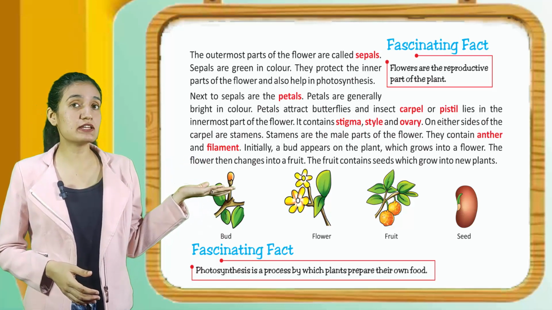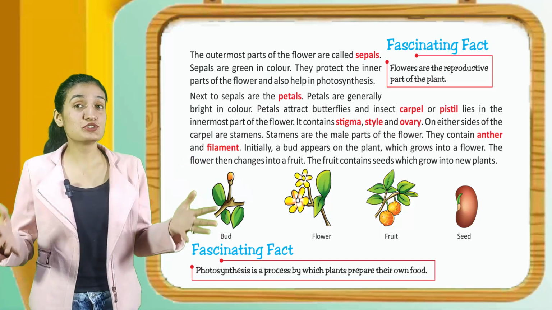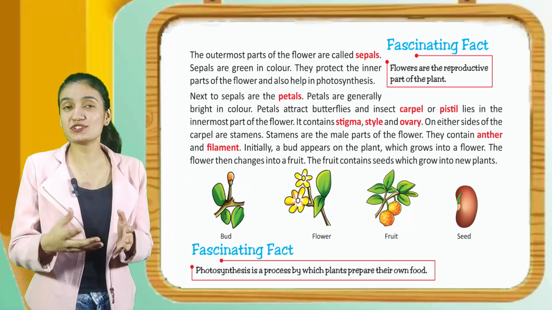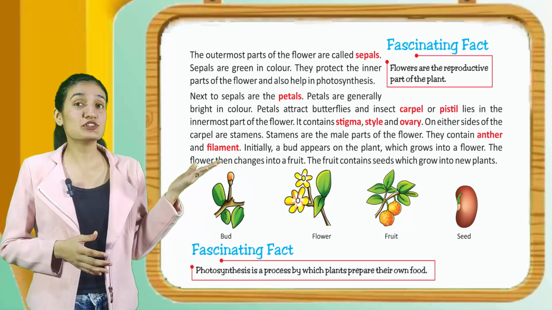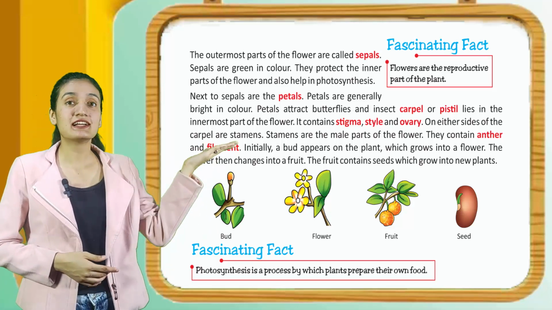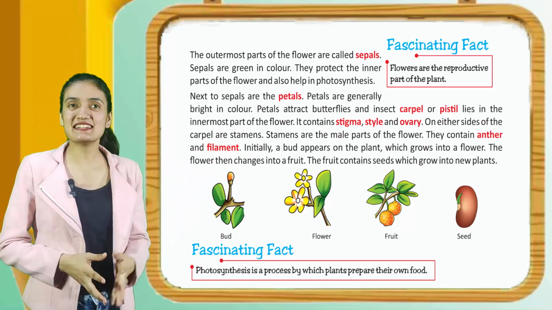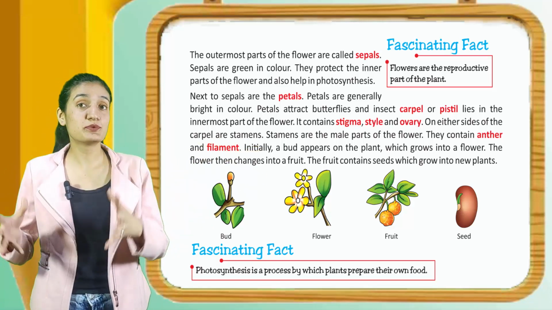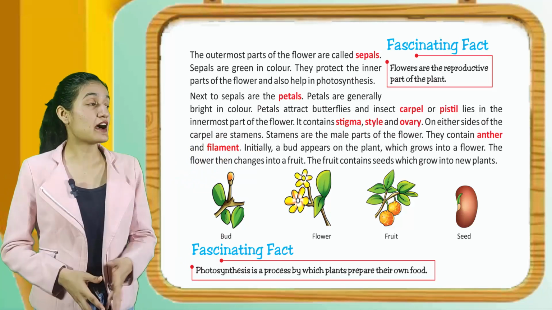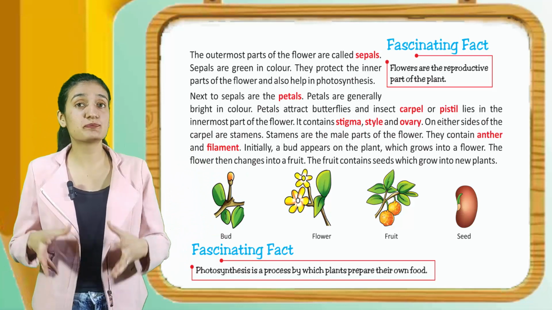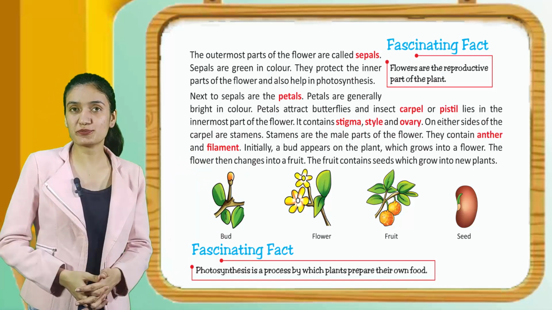Initially, a bud appears on the plant, which grows into a flower. The flower then changes into a fruit. The fruit contains seeds which grow into a new plant. Here you can see bud, flower, fruit and seed. Now, another fascinating fact, flowers are the reproductive part of the plant. Another fascinating fact, photosynthesis is the process by which plants prepare their own food.